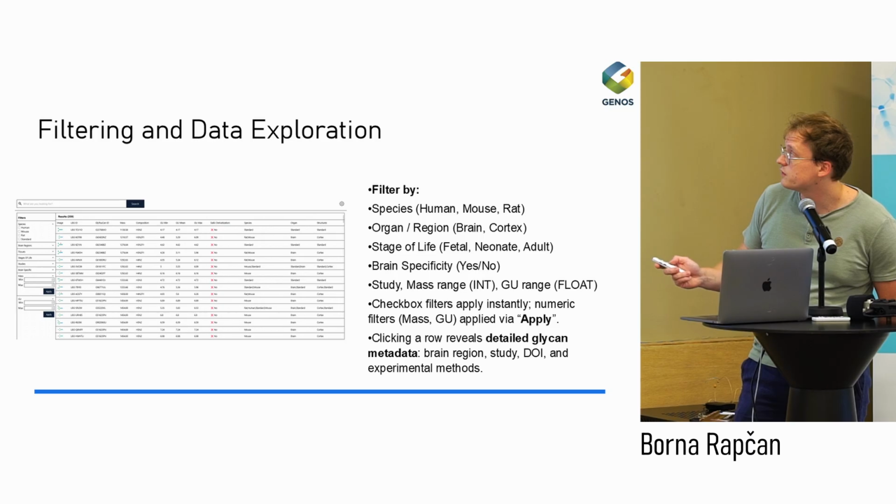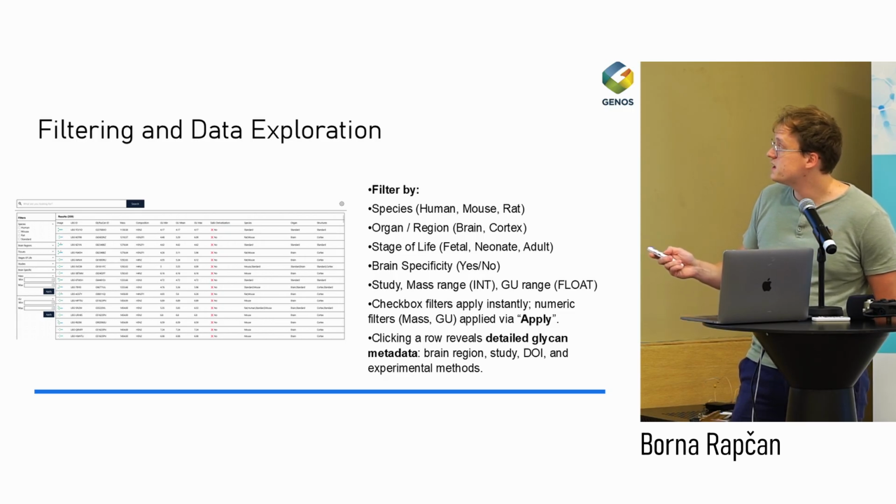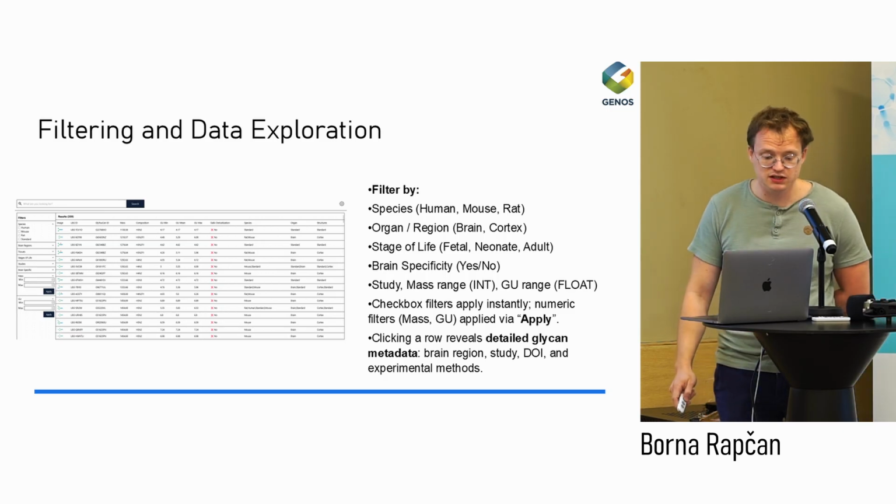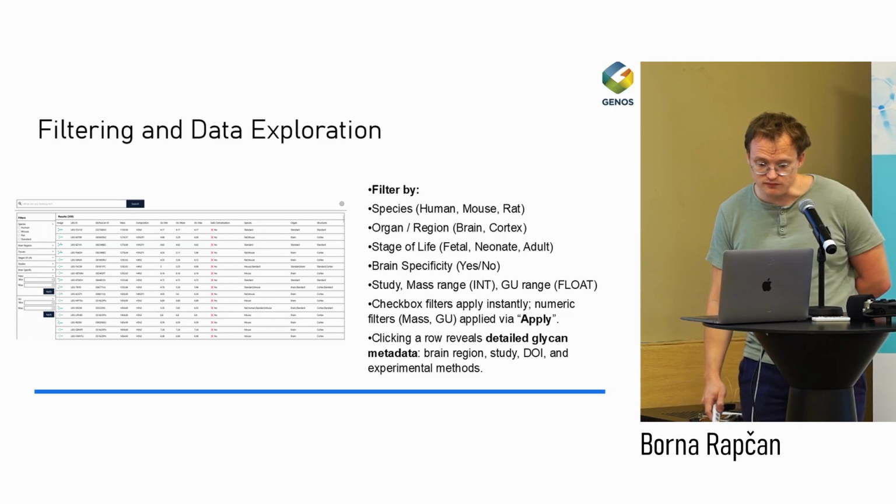Next is the stage of life, brain specificity, so if there are brain-specific glycans, you can choose so. At the moment, we have 17 of them. Then study, mass range, GU range, so these are ranges. And once you type your desired range, you will press OK, and the database will filter out glycans only in your desired range.